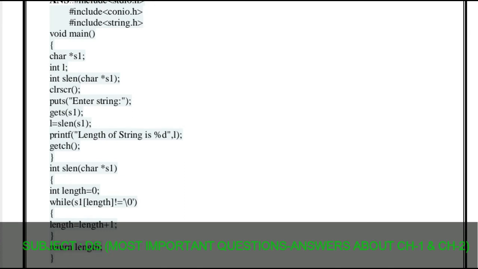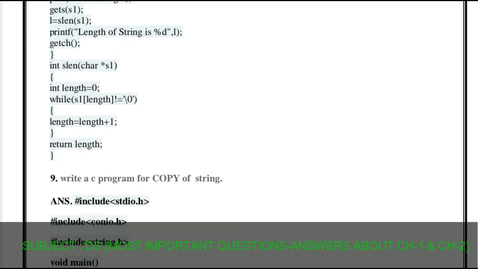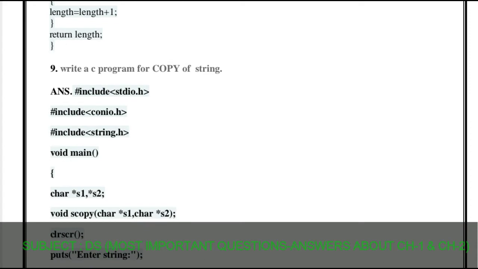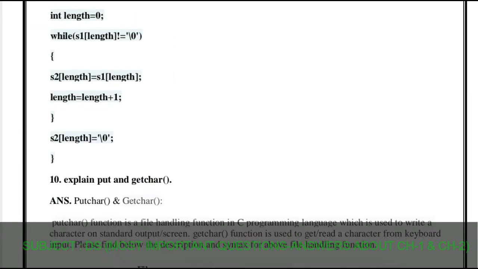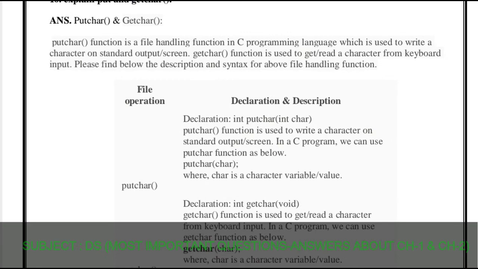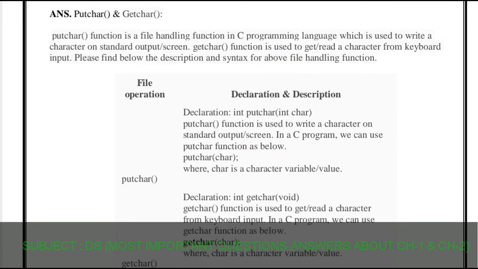Write a C program for finding a length. So this one is our practical about finding the length of a string, and this program is a very important question regarding our GTU exam. And this copy string program is also a very important program for the GTU. So this one is the program about copy string, and at last explain put and get character function.